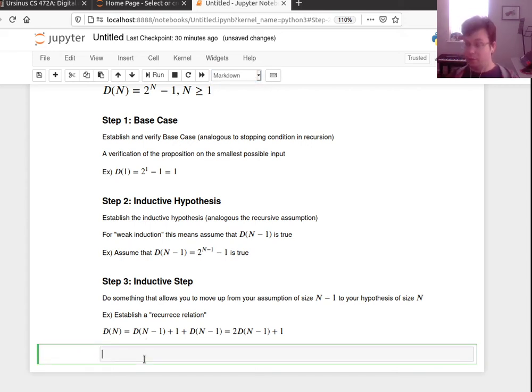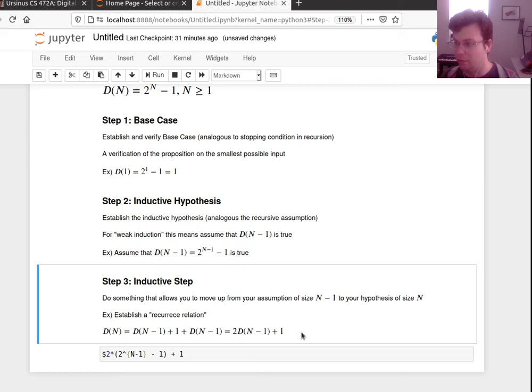Now, what I'm going to do is invoke my inductive hypothesis. I'm going to substitute in. I actually know by assumption what d of n-1 is. I said that if my proposition is true, then this should be 2 to the n-1 minus 1. All right? So let's just plug that in. So we get 2 times 2 to the n-1 minus 1, and then plus 1. Okay, so I'm just substituting my inductive hypothesis into my recurrence relation that I established here.